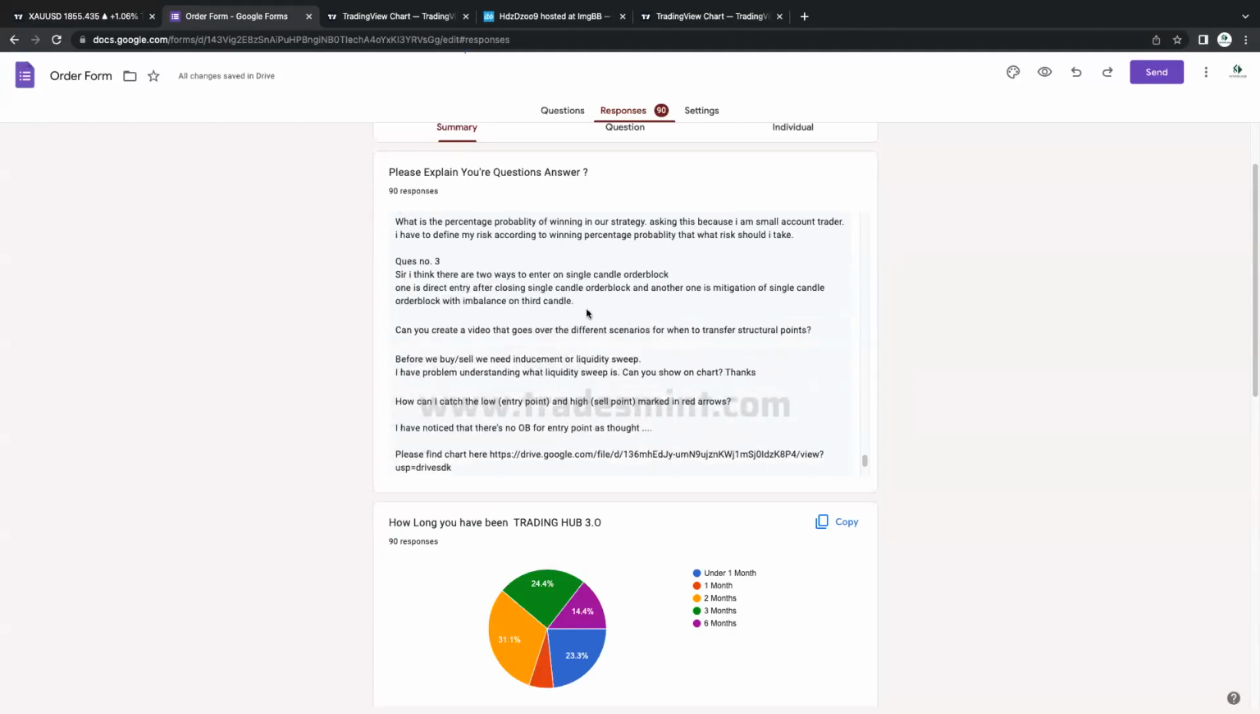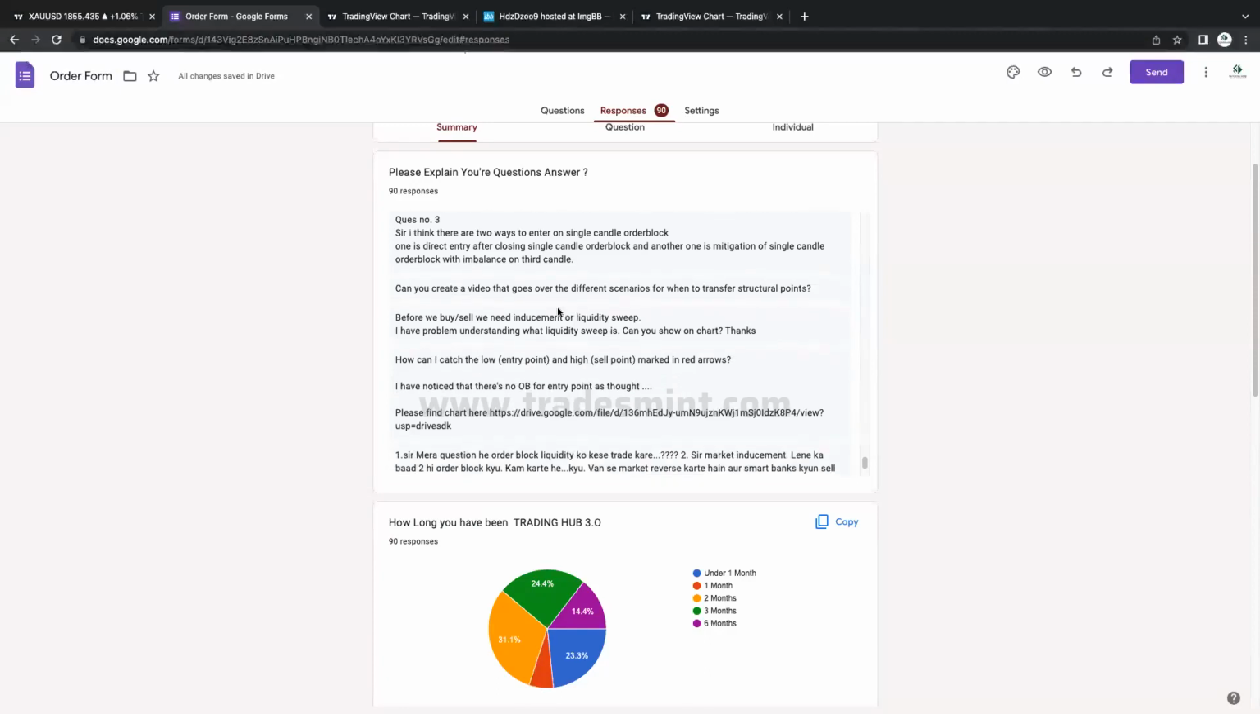The next question: I think there are two ways to enter a single candle order block. Is there a direct entry after closing a candle? Mitigation of the single candle block, with an imbalance on the third candle. Yes, sir. The first candle is the single candle order block, and the second candle must close below the previous candle's low, and the third candle pulls back and mitigates the first candle, and then you can take entry.